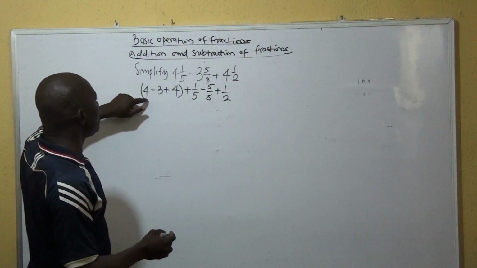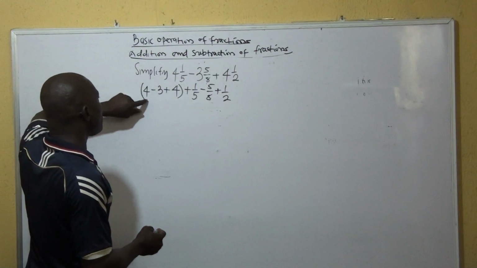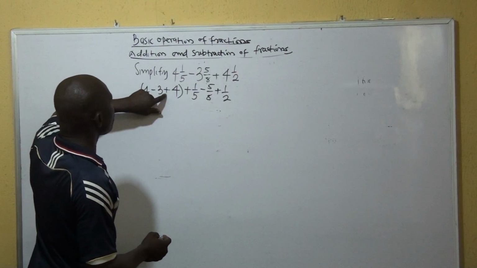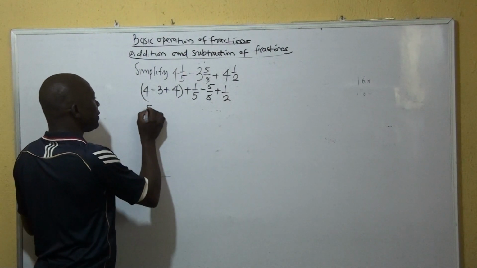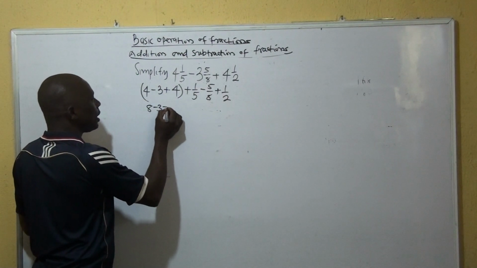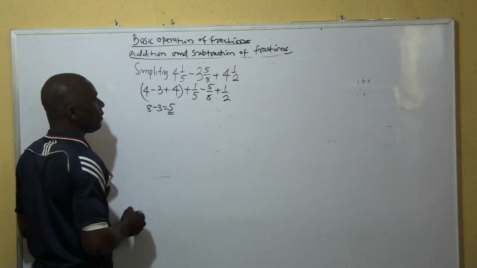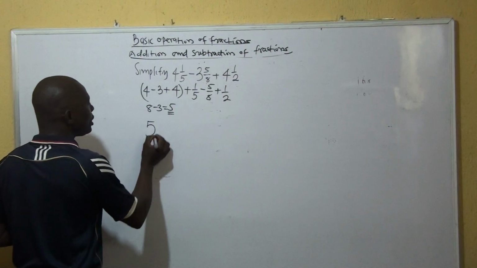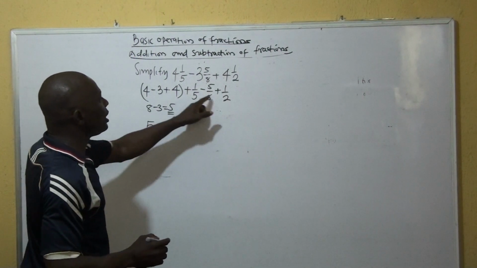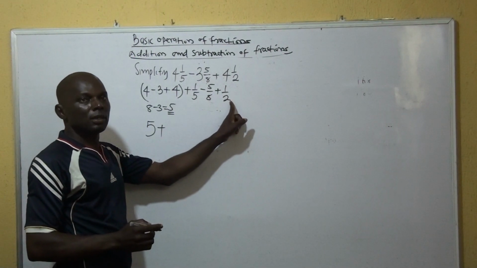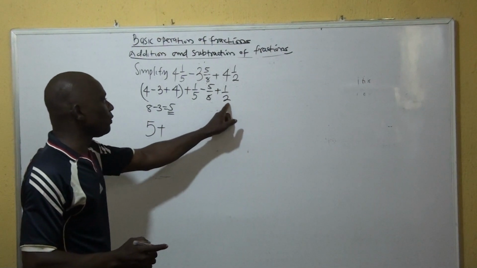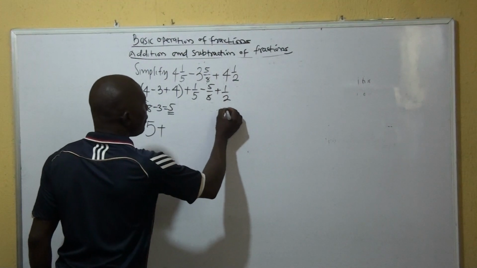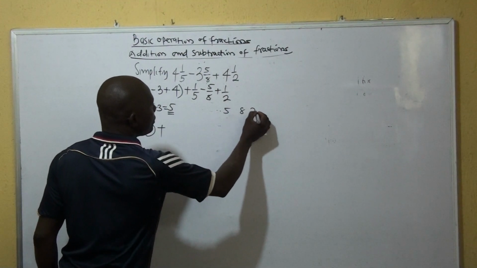So if I'm dealing with the whole number part, we'll look at addition first. 4 plus 4 gives 8, minus 3 eventually gives us 5. So the whole number part here is 5. Now in dealing with these fractional parts, you look at the denominators of the fractions and find their LCM. Let's find the LCM of 5, 8, and 2.